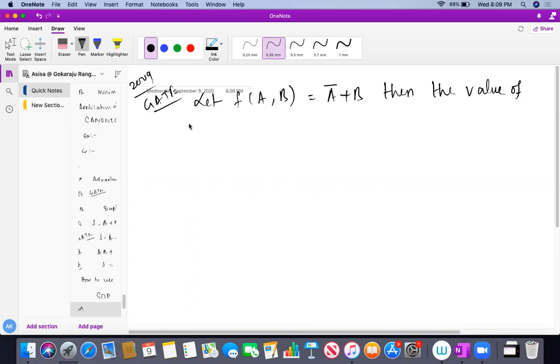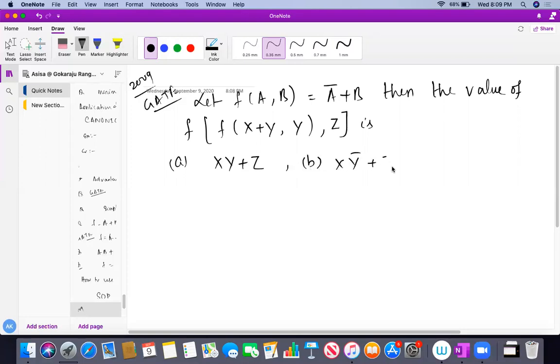Then the value of f of f(x, y), y, z is: choices are A: x, y or z. B: x, y bar or z. C: x bar, y or z. D: x. Solve it.